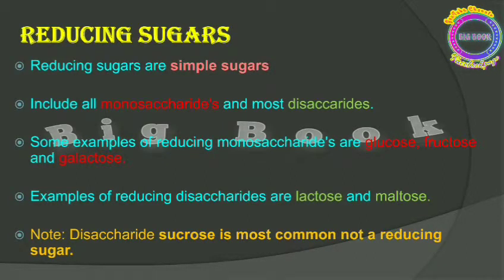These are the simple sugars which include monosaccharides and most disaccharides. Some examples of reducing monosaccharides are glucose, fructose and galactose. A few reducing disaccharides are lactose and maltose. Remember, as a note, the disaccharide sucrose is not a reducing sugar. It will not react with any of the reagents to get reduced and give the precipitate.